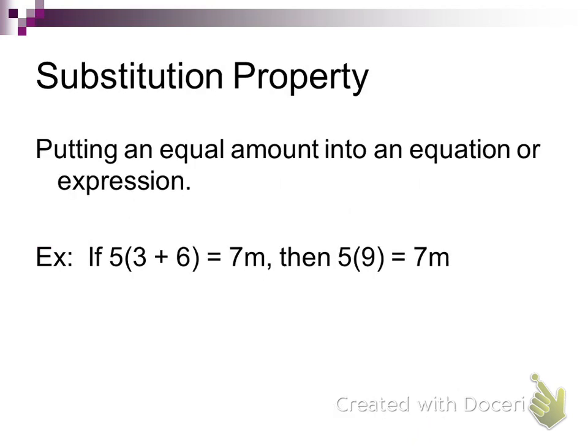So the substitution property says that putting an equal amount into an equation or an expression will not change the equation or the expression. So in this example, if you replace the 3 plus 6 with a 9, it's the same thing, okay?